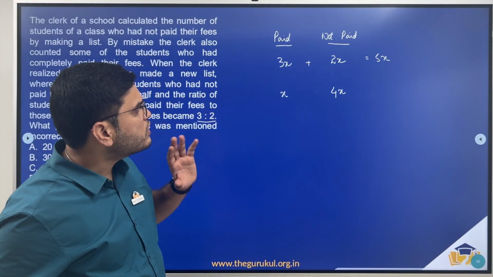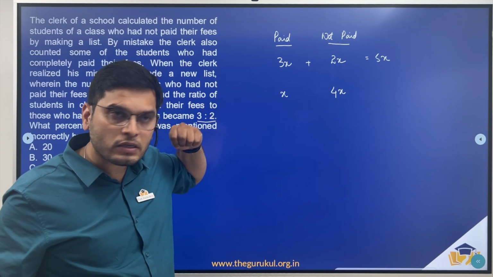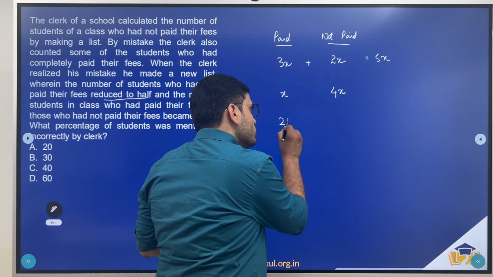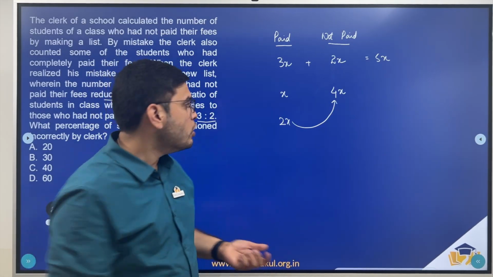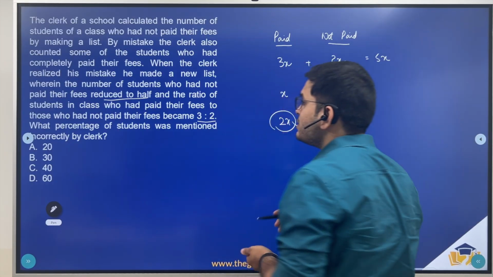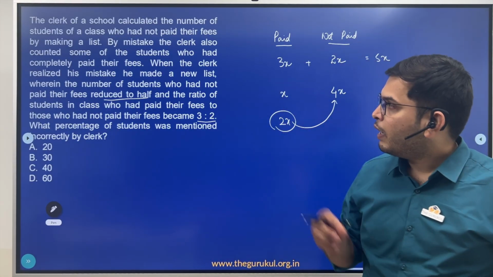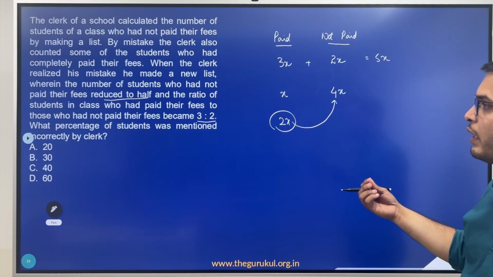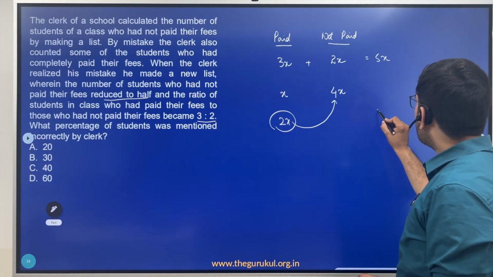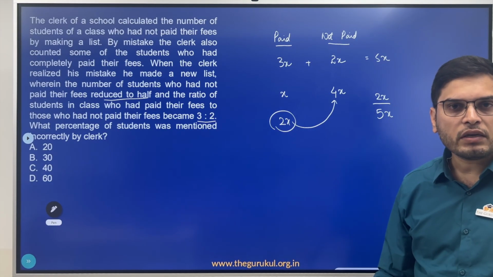Now, what was the mistake? Instead of 3x in the first list, he has considered only x, right? So these 2x students were considered as students who had not paid the fees. So these 2x students are the students who were mentioned incorrectly by the clerk. Now what was asked? We are asked to find the percentage of students that was mentioned incorrectly by clerk, right? So out of 5x students, 2x students were mentioned incorrectly by clerk.